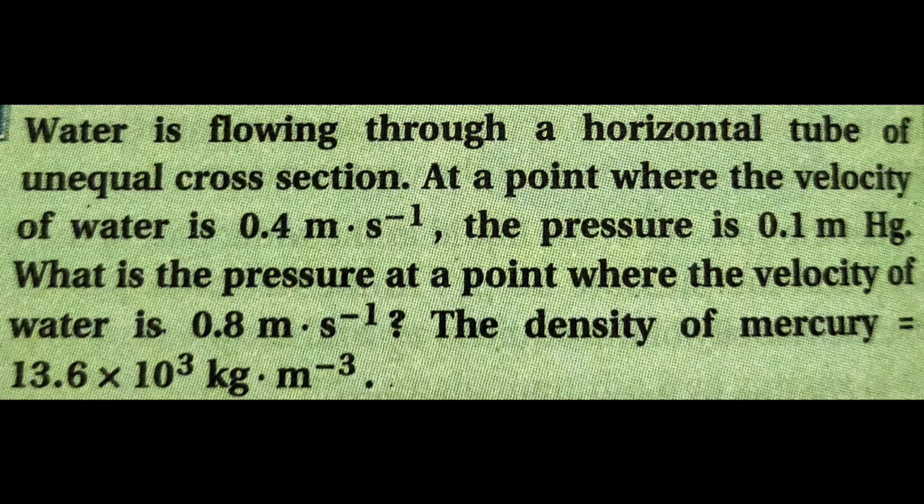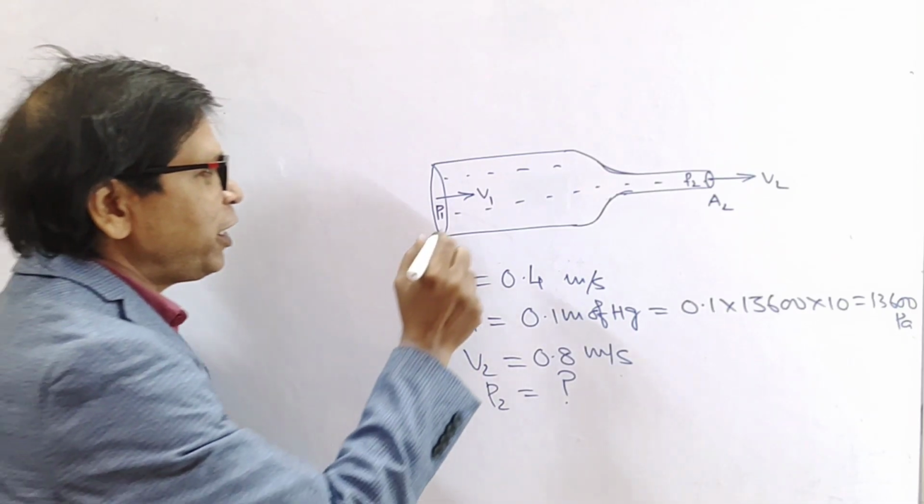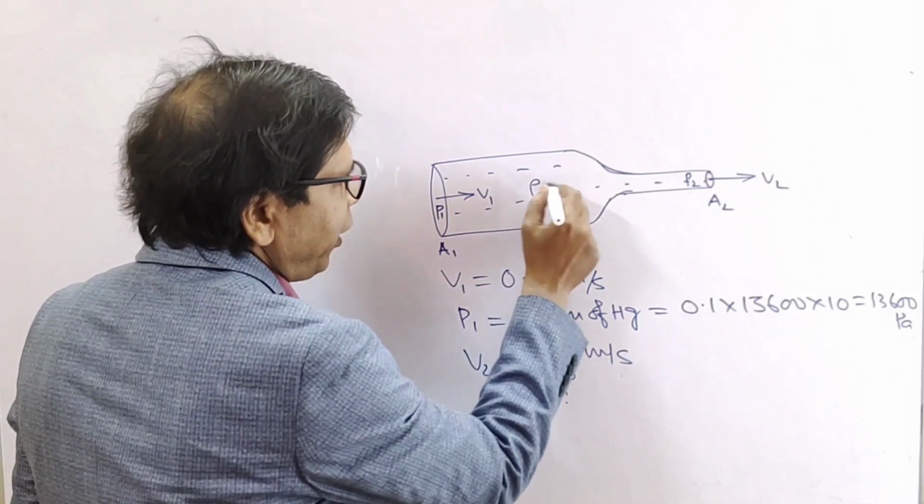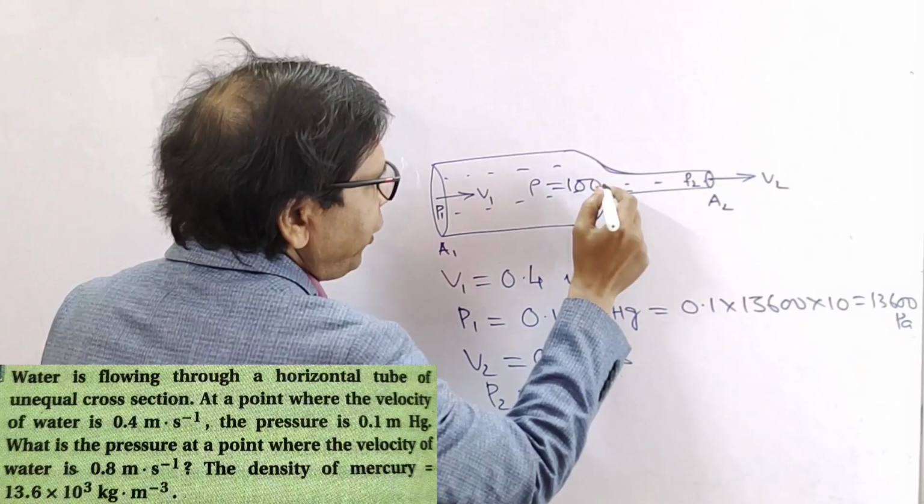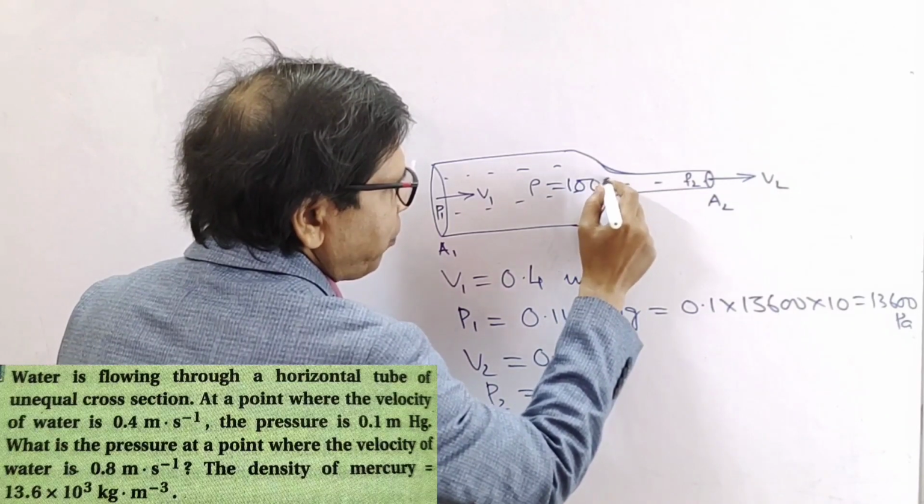Water is flowing through a horizontal tube of unequal cross section. At a point where the velocity of water is 0.4 meter per second, the pressure is 0.1 meter of Hg column. What is the pressure at that point where the velocity of the water is 0.8 meter per second? Now look at this, streamline motion of water occurs in this horizontal pipe.